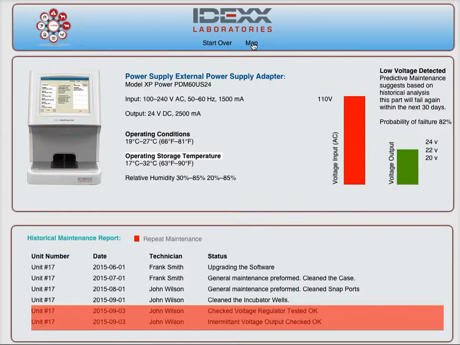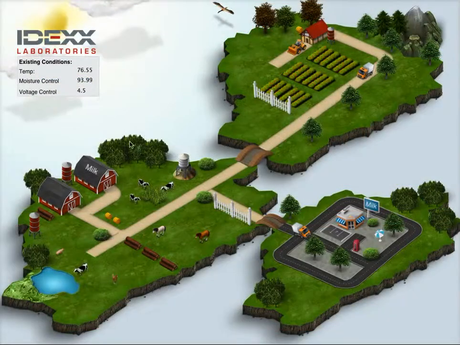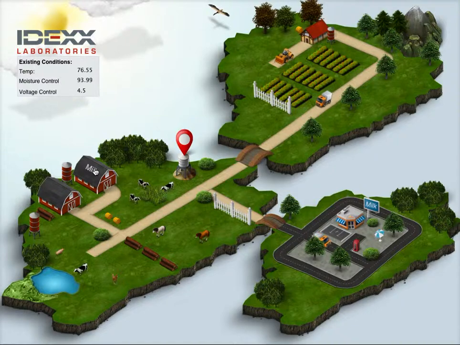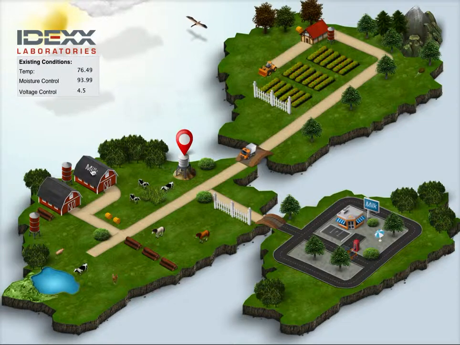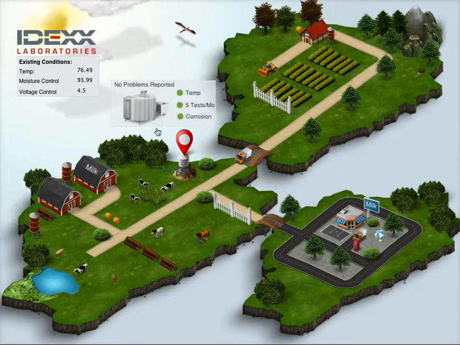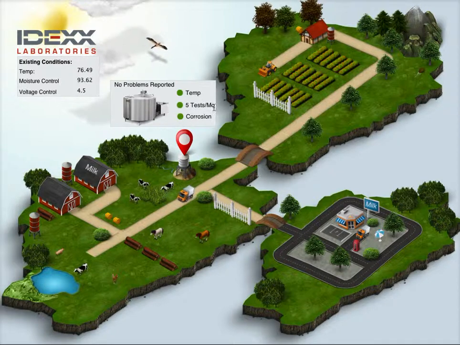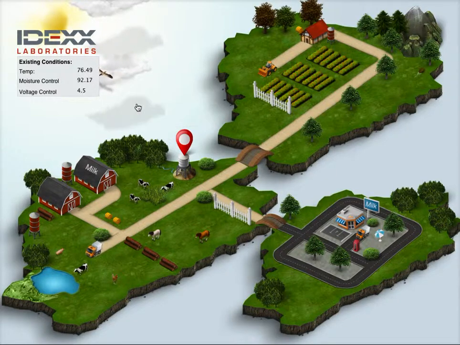Now, going back to the map and following the storyline again, we also have a barn that has a milk tank in it. Now, the milk tank reports no issues, but it's important to see some of the information within that milk tank. Simply click on the word milk above the barn, and you'll see our milk tank reports no problems. Five tests have been performed this month, and there is no corrosion. To close the little pop-up, just click the milk tank again.